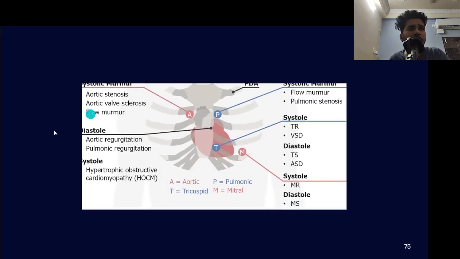And there are murmurs involved with each location. For example, if you talk about systolic murmurs, you can look at aortic stenosis, aortic valve sclerosis, and flow murmur. Similarly, you have various types of murmurs. I think it would be better if we go into it the next time we are actually discussing murmurs, because there is a lot.